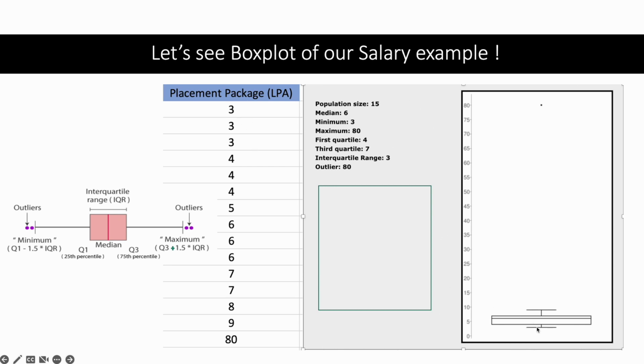Okay, so this whisker is at 3, this whisker is at 9. Why is it 9? Because I have discarded 80 as an outlier, and that's why the maximum value should be attached to 9, and that's how it is being represented. So this is how, through a box plot mechanism, we can quickly detect an outlier in a data set.